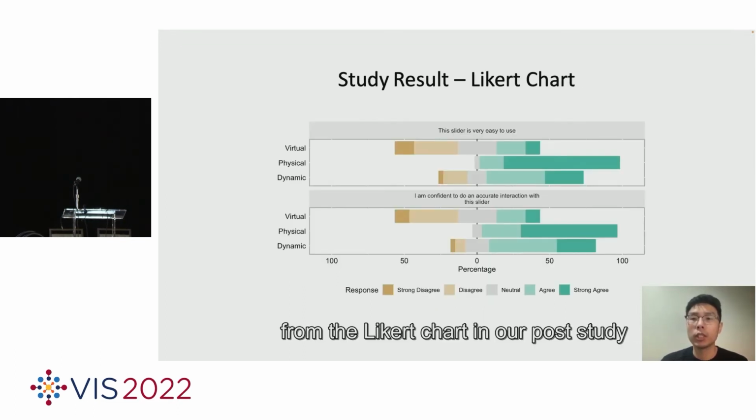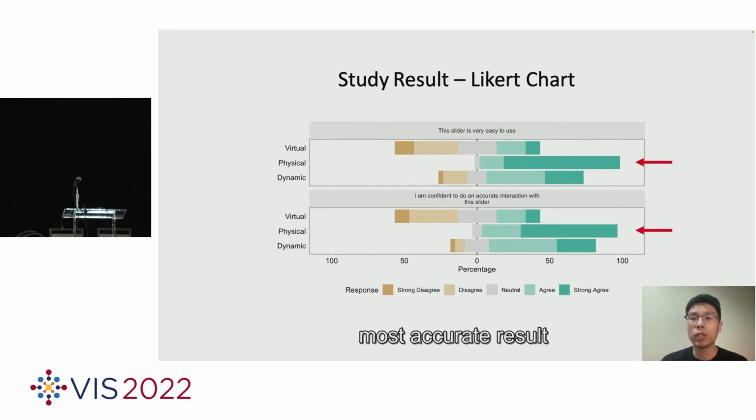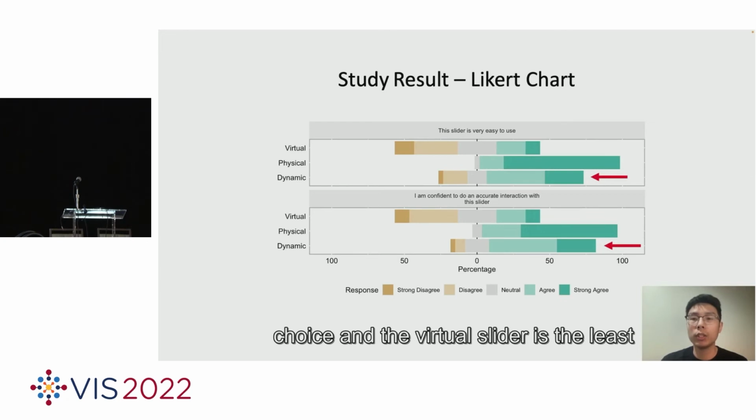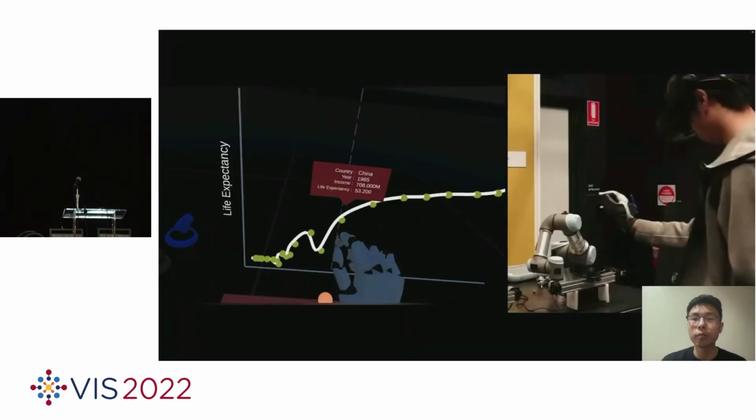From the Likert chart in our post-study survey, we can see that most of the participants prefer the physical slider as it is the easiest to use and can generate the most accurate result. Our dynamic slider is the second preferred choice, and the virtual slider is the least preferred one.